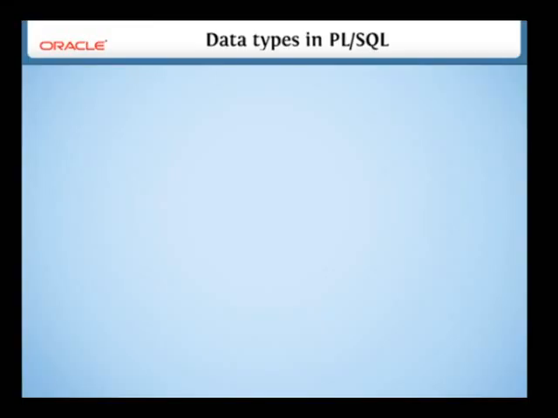Data types in PL/SQL. Here we will discuss different data types in PL/SQL. As I said earlier, we can declare constants and variables in the declaration section. Here we are going to see some data types in PL/SQL. Let's start with the definition of a data type. A data type specifies the storage format, constraints, and valid range of values.